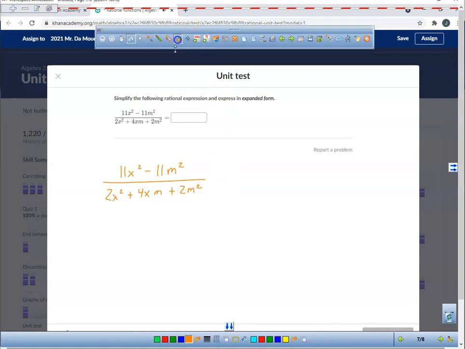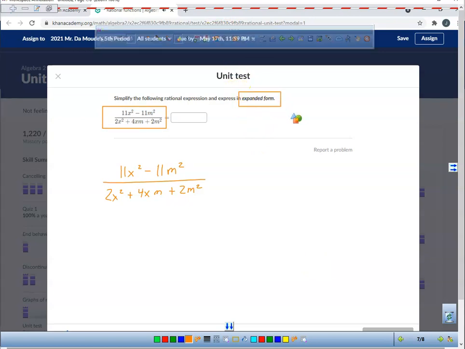All right, if everybody would please, all we're going to do is we're going to factor this guy, and we're going to be careful. We got to make sure we're in expanded form. So be wary, be diligent to know when it has to be in expanded form.